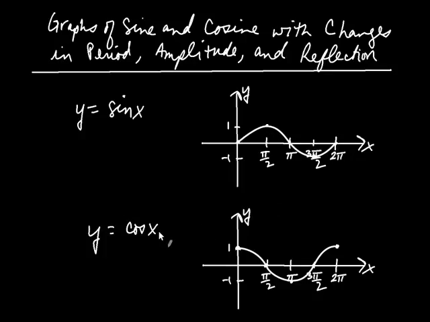And the graph of cosine starts at 1, right? So when x is 0, cosine actually starts at 1, drops down, and at pi it's at -1, and then at 2 pi it comes back up to 1.